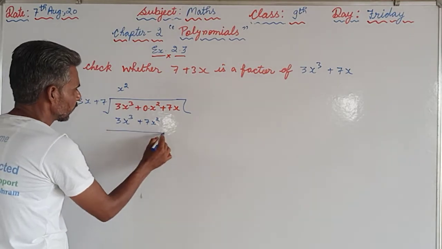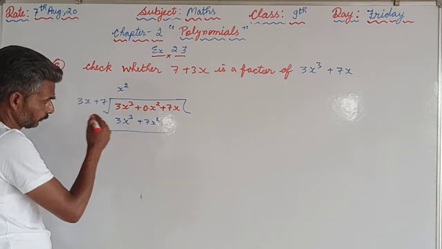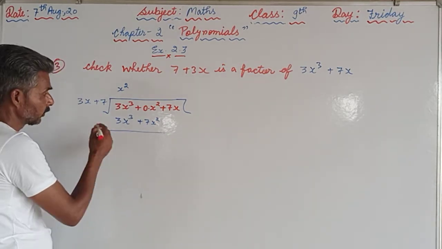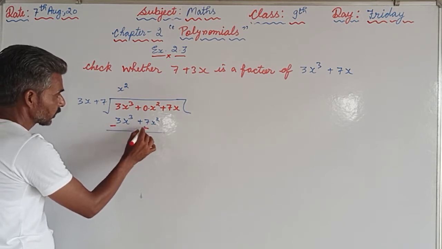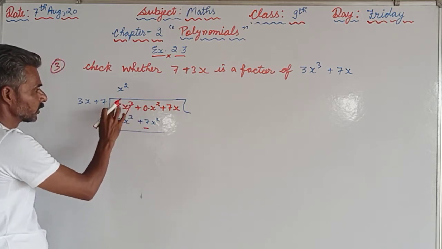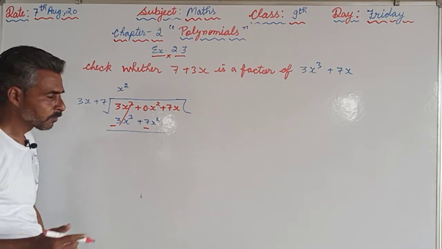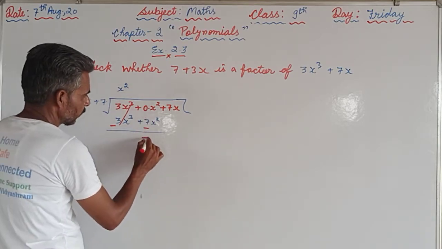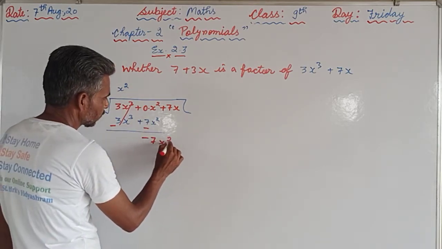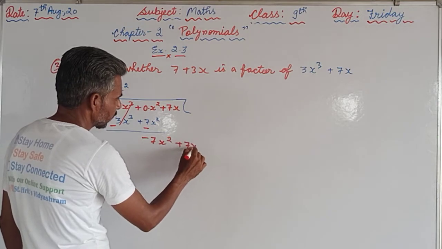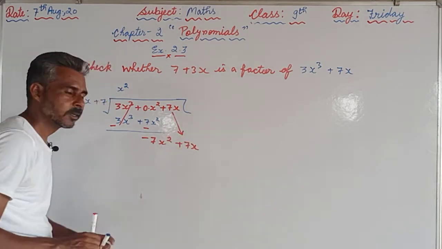Now the next step is we are supposed to subtract. To subtract, we change the sign, and this will cancel out because this is plus, this is minus, and the magnitude is the same. Here we will get minus 7x square plus 7x. We have brought these terms downwards.